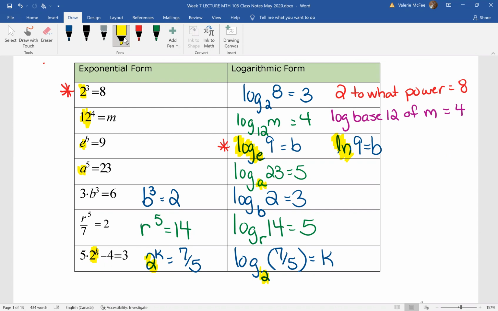In the next lecture, we'll look at changing logs to exponential form.